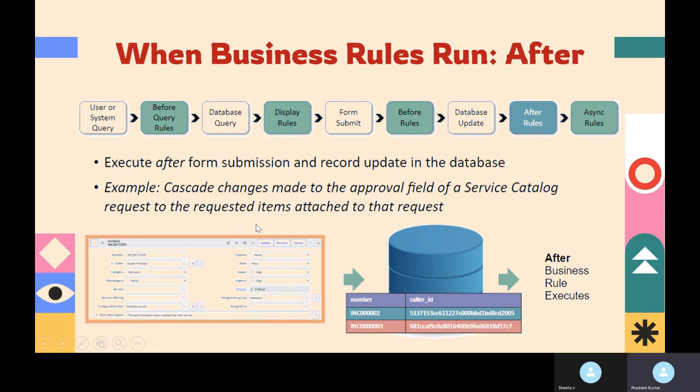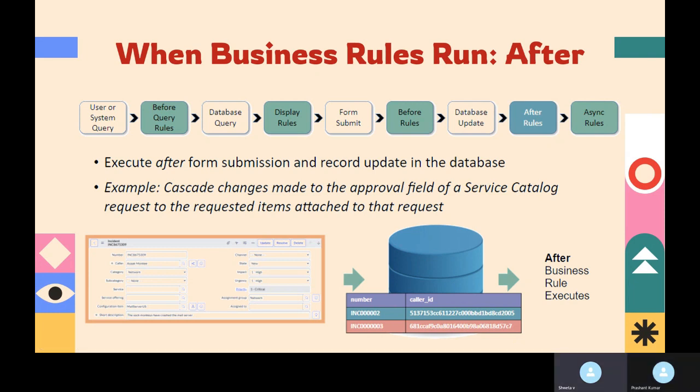So after business rule will make changes to related tables, whichever tables are related for your current record. So at that point of time, it will send the data from one table to another for updation. So at that point of time, we are using after business rule.